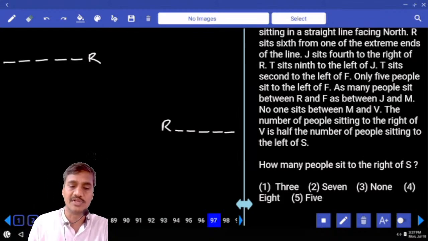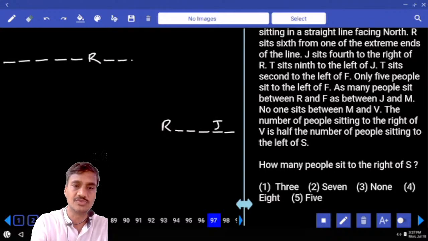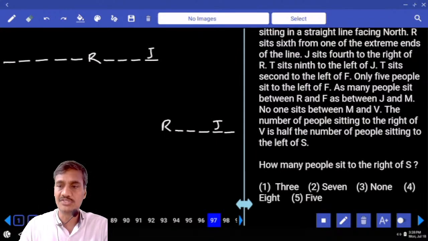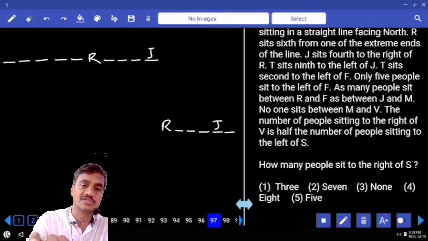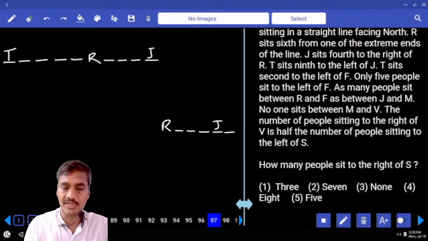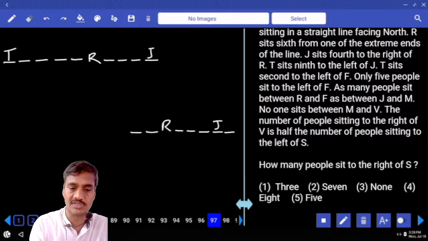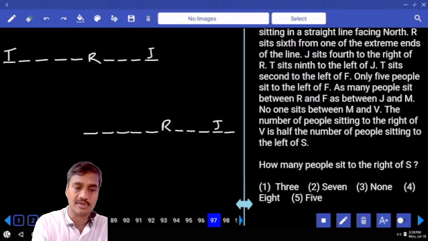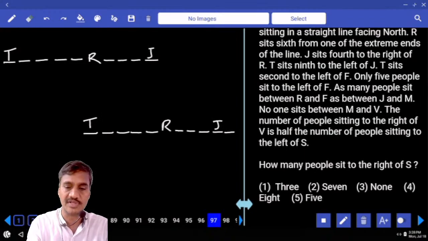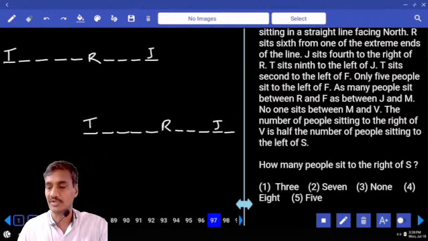J sits fourth to the right of R. Here again 1, 2, 3, 4. T sits ninth to the left of J. Counting 1, 2, 3, 4, 5, 6, 7, 8, 9, T is ninth to the left of J.